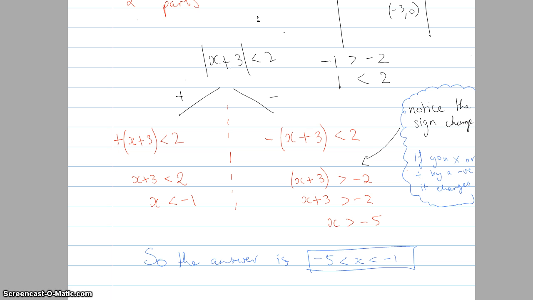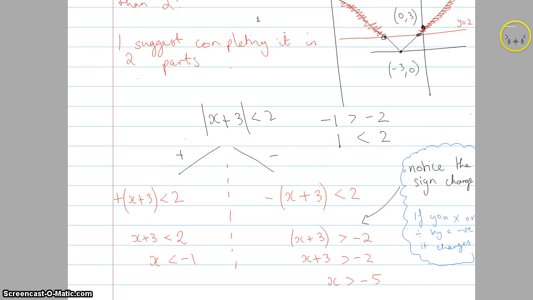And so now what I've got is the answers greater than negative 5 and less than negative 1. And if I look up at my graph, it looks pretty good. That looks exactly what I want. Okay, that's part 3 of the Modulus video.